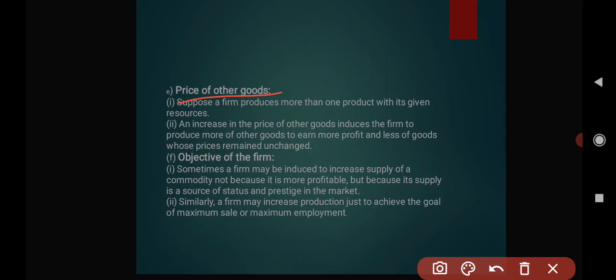Suppose a firm produces more than one product with its given resources, and an increase in the price of other goods induces the firm to shift its resources from that good to the other goods, because the objective of the firm is to earn profit.